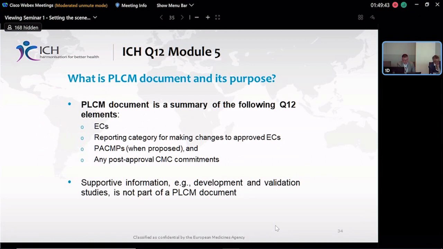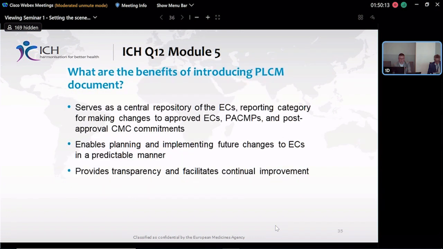The next chapter, chapter 5, deals with product lifecycle management. This is a document within the dossier for tracking established conditions and reporting categories. It's a living document that's designed as a communication tool between assessors and inspectors and the pharma company. So we can have a snapshot in time to see what exactly is the current state of the product lifecycle. It's a central repository.